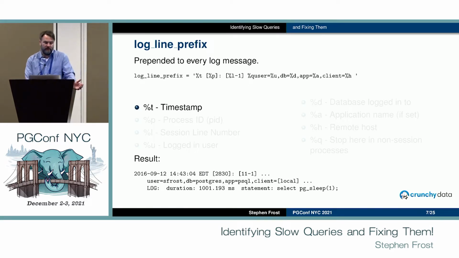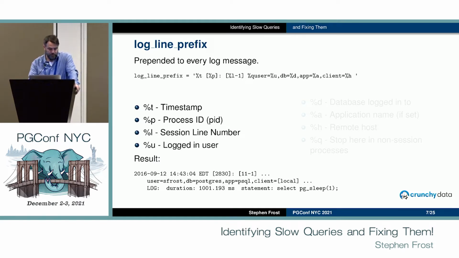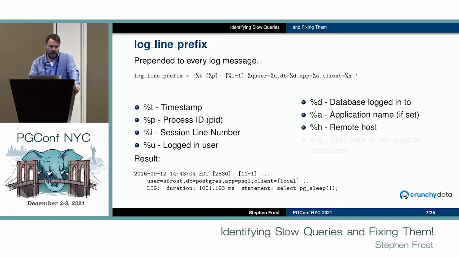When you are logging information, there's a lot of useful information that you want to log, and the way you get that information is by using log_line_prefix. So this is an example: timestamp, process ID, things like that that are really useful. This is largely pulled out of what pgBadger's default expectation is. Now, pgBadger is actually pretty smart. It can figure out what your log_line_prefix is. So you don't have to use this, but I find it's a pretty good log_line_prefix to use.